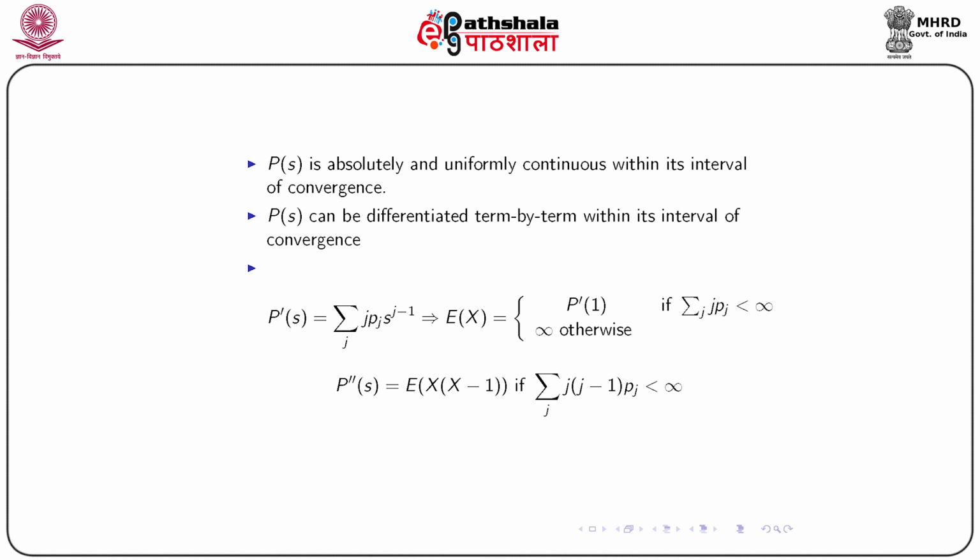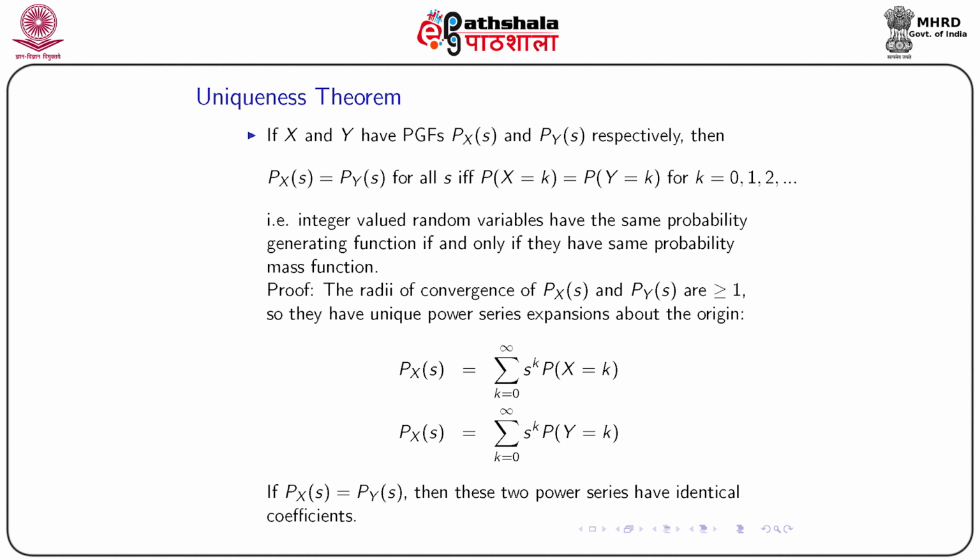Now once we have the definition of the probability generating function, the question that we want to ask is whether it can be used for characterizing a distribution. Well, we have one uniqueness theorem. It says that if X and Y have PGFs P_X(s) and P_Y(s) respectively, then these two PGFs will be equal for all s if and only if the probability that X equals k is equal to the probability that Y equals k for all k ranging from 0, 1, 2 and so on. So what do we mean by this?